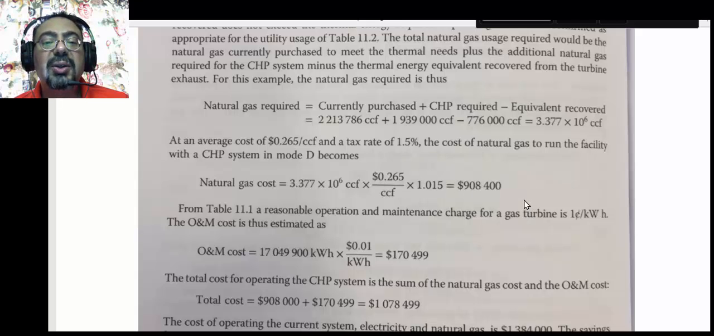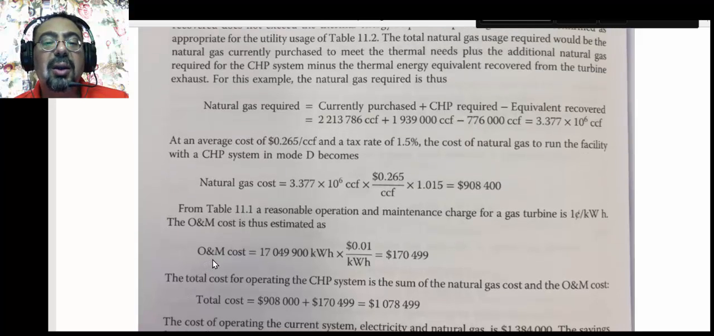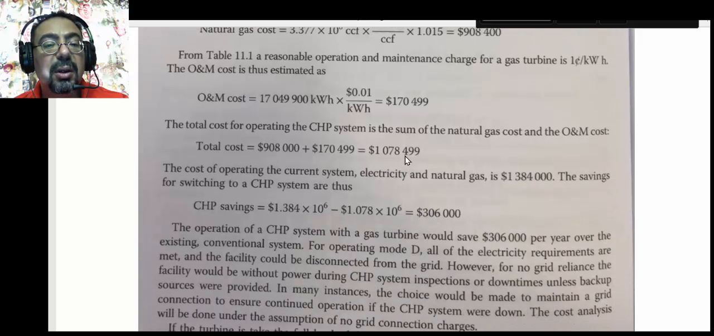And so here is the natural gas cost, and he's trying to calculate the operating and maintenance cost. He's saying it's reasonable to assume that a gas turbine will have 1 cent per kilowatt hour. So here is how many kilowatt hours it's producing, multiplied by 1 cent. This is how much the maintenance is. So the total cost would be the gas that you are paying plus the maintenance cost. This is the operating cost. Alright?